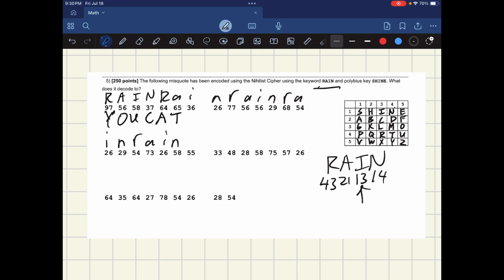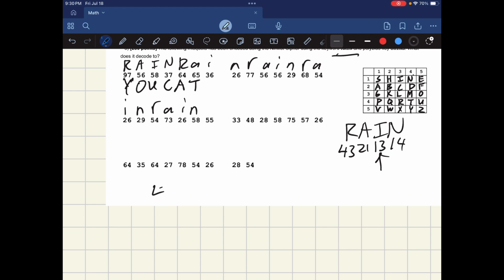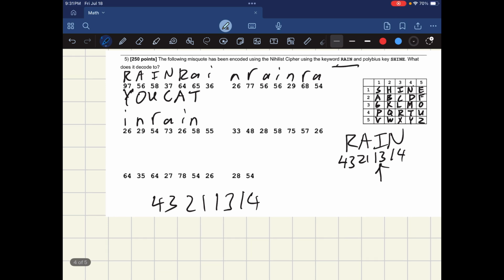Now for the rest of the answer, I'm going to show you how you can do it if you are used to doing this question. So instead of writing it all like rain, rain, rain, rain, what I like to do is write the numbers corresponding to the keyword down here. So 43, 21, 13, 14, right? And I like to drag my left hand onto the corresponding keyword as I do the subtraction in my head, right? So the next letter is going to be corresponding to this number since it's an I, right? I just do 36 minus 13 in my head, and I get 23, and I see 23 corresponds to the letter C, so I write that.